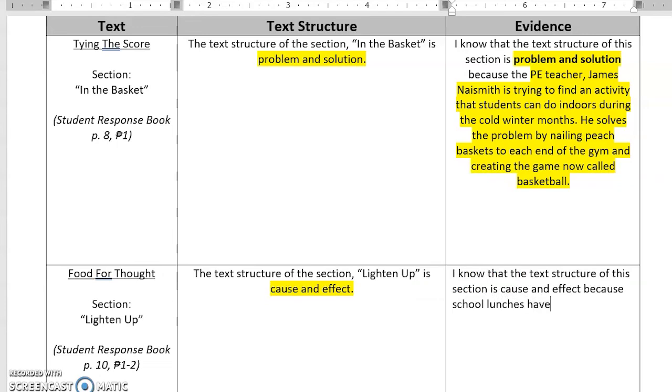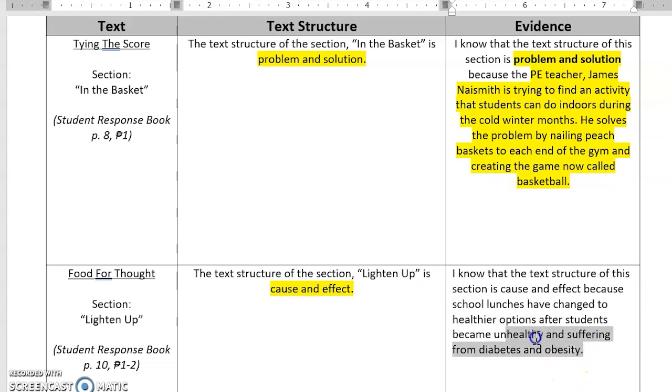I know that the text structure of this section is cause and effect because school lunches have changed to healthier options after students became unhealthy and suffering from diabetes and obesity. So again, that was the cause for school lunches changing.